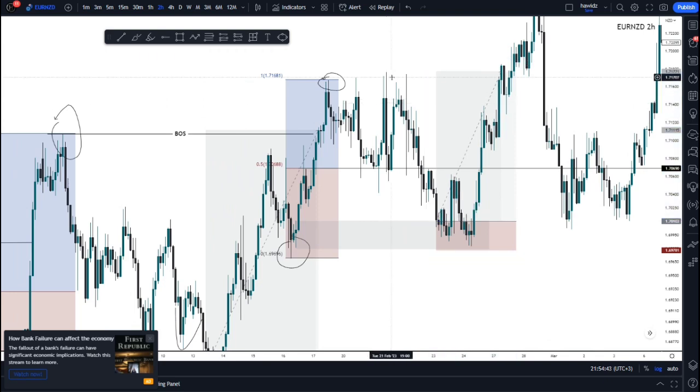Now, for a day, this is enough, guys. We'll probably tap into this concept in another video and go into much more depth. But for the introduction of premium and discount zones, this is great, guys.